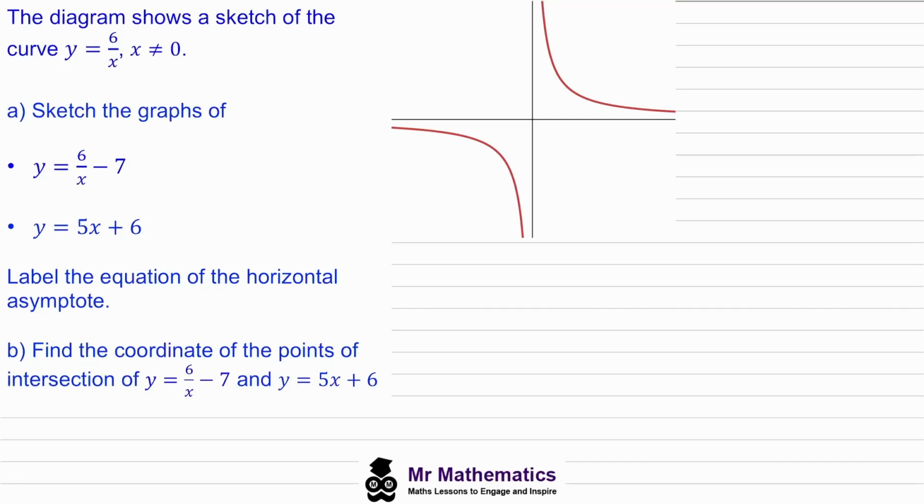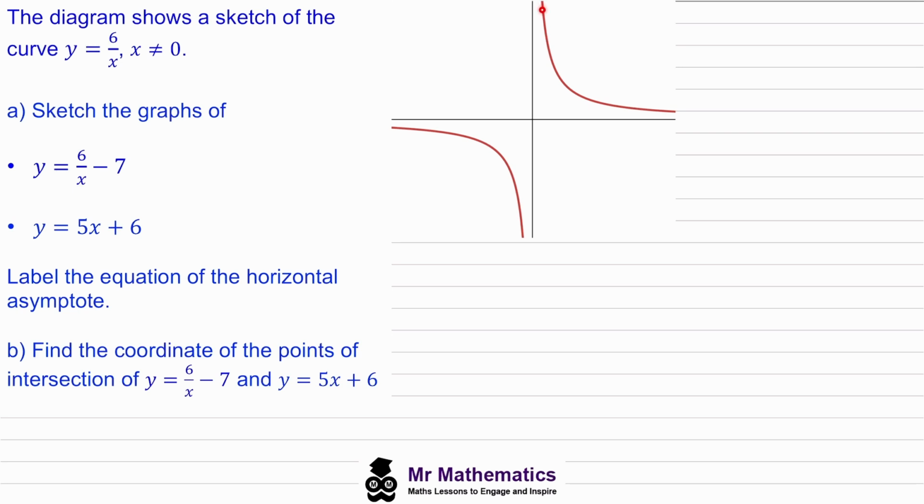Hi everybody. So in this video, we're going to look at finding the points of intersection between a line and a curve. So we're told that the diagram shows a sketch of the equation y equals 6 over x, where x cannot equal 0. For part A, we've been asked to sketch the graphs of y equals 6 over x minus 7 and y equals 5x plus 6, and then to label the equation of a horizontal asymptote. And then from this sketch, we're going to find the coordinates of where the two lines intersect.